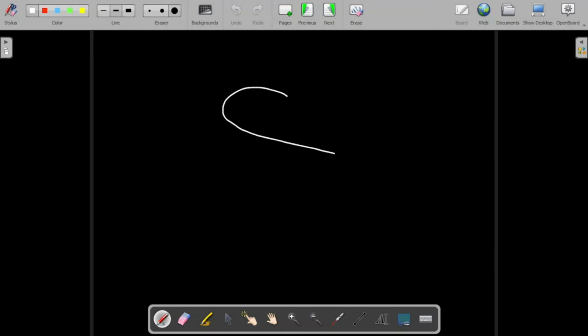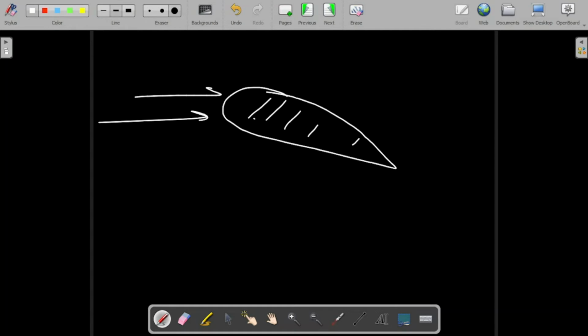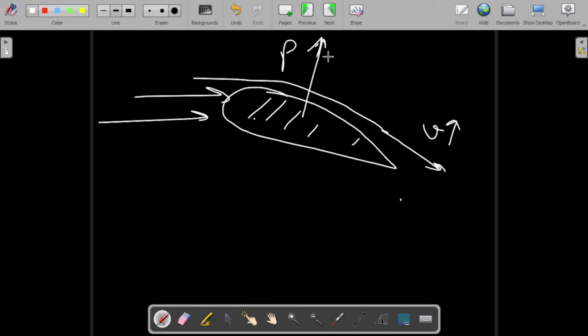So I was discussing Bernoulli's Principle. In this kind of section, an aerofoil section, whenever a fluid or air is flowing, because of the smooth path, the velocity at the upper section is more as compared to the lower section. Because of this, the pressure is lower, and which creates a force in the upward direction.